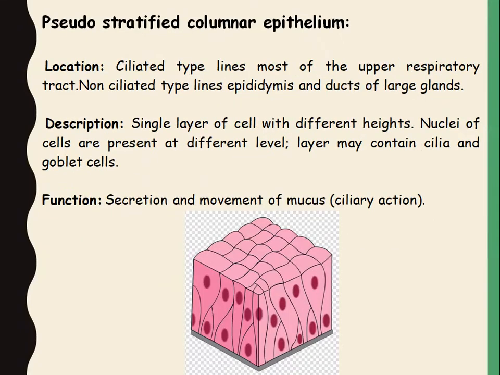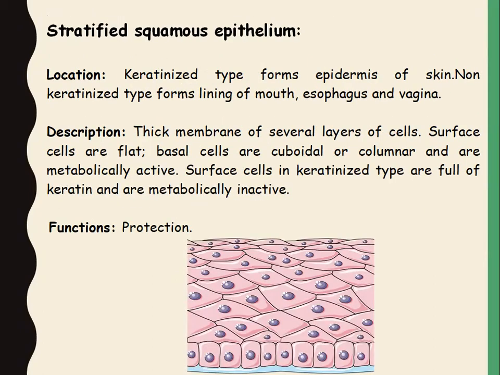Next one is pseudostratified columnar epithelium. Location: ciliated type lines most of the upper respiratory tract, and non-ciliated type lies in epididymis and ducts of large glands. Description: single layer of cells with different heights. Nuclei of cells are present at different levels. Layer may contain cilia and goblet cells. Functions are secretion and movement of mucus, which means ciliary action.